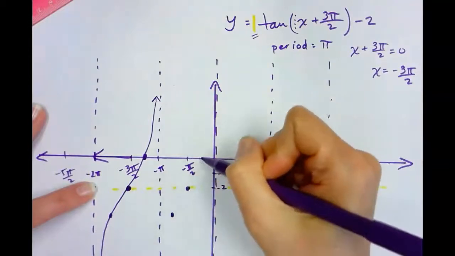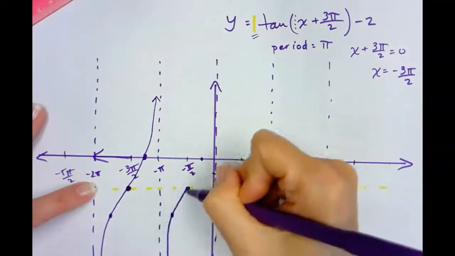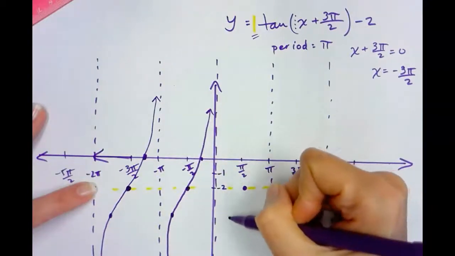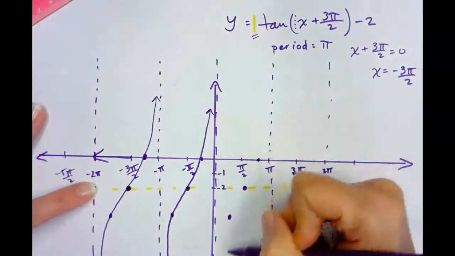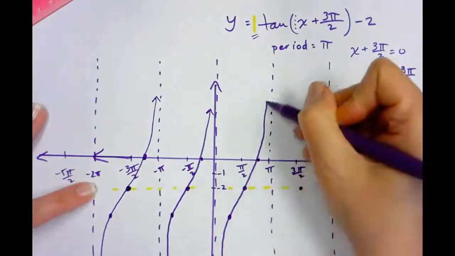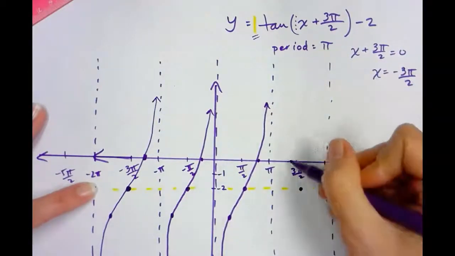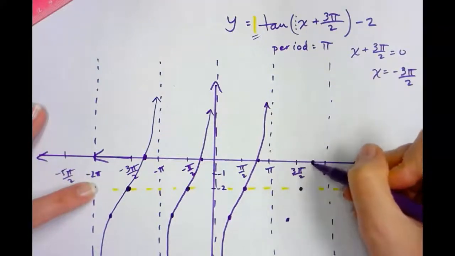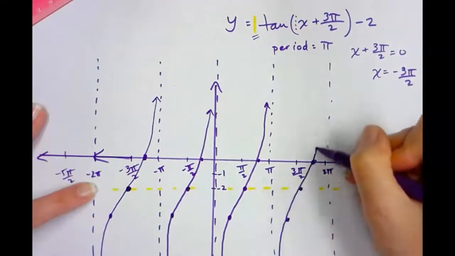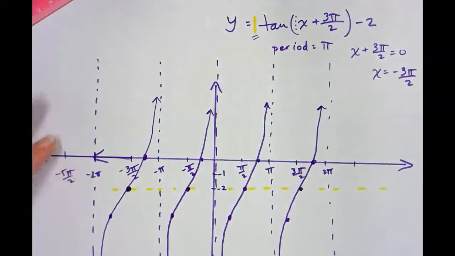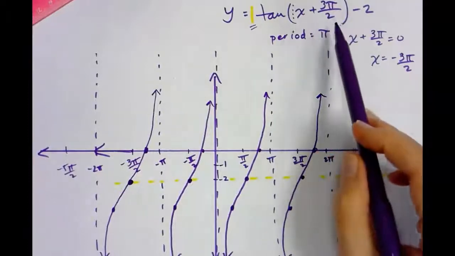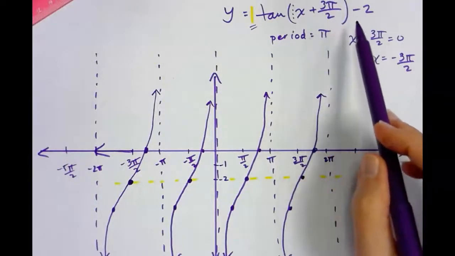Down 1, up 1. Down 1 and up 1. And I'll do one more. That is tangent(x + 3π/2) minus 2.